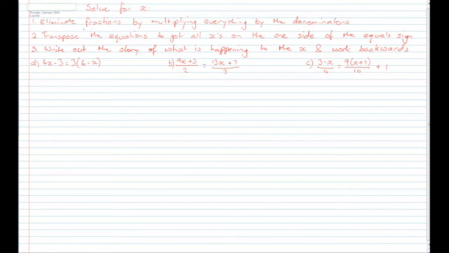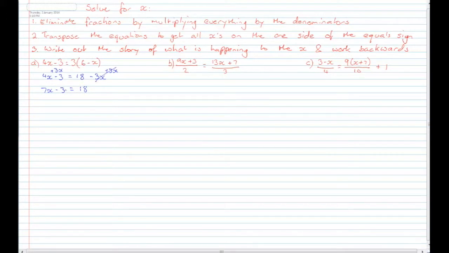Well, are there any fractions here? No, there's not. So now what we need to do is just expand and move the x's around. So you get 4x minus 3 is equal to 18 minus 3x. Right, move the x's around. So to move the minus 3x, we're going to move it over here. So to move the minus 3x, we're going to add it. So you get plus 3x and plus 3x. Ends up with 7x minus 3 is equal to 18, and the negative 3x and the plus 3x cancels out.